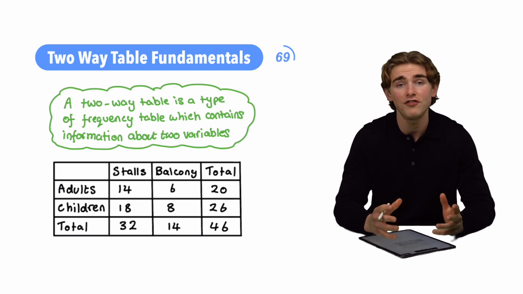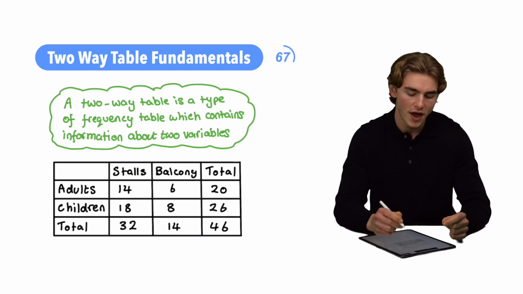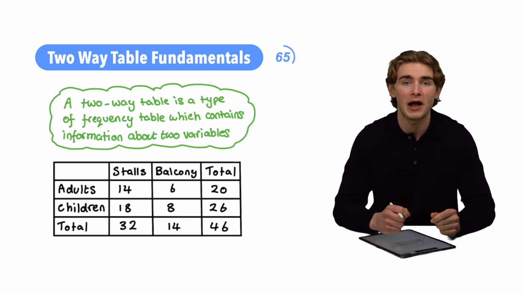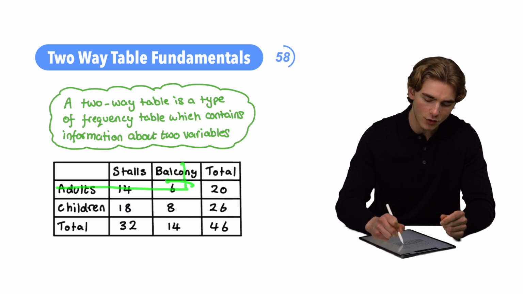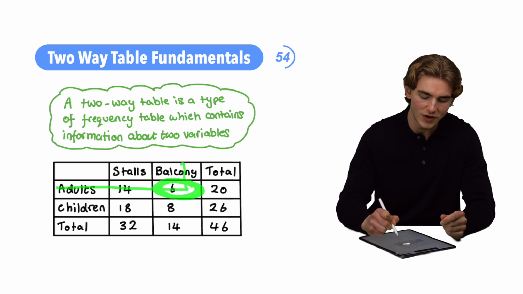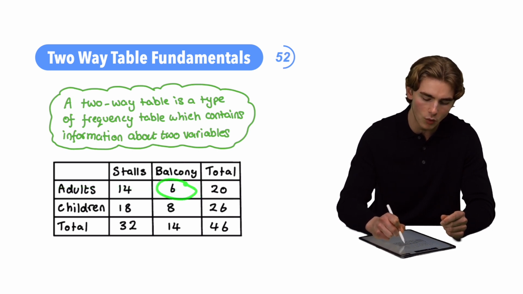What can we say? Well, if we wanted to work out how many people were adults and sitting in balconies, what we would do is we would read across the adults row and we would go down the balconies column and check whichever block is in the adults row and balcony column. We can see here that there would be 6 people who are sitting in balcony and are adults.